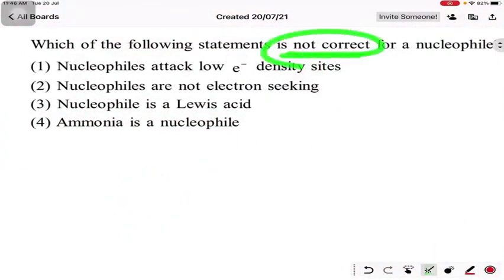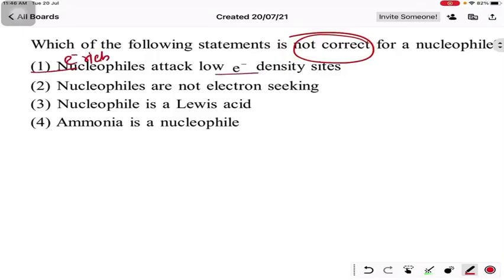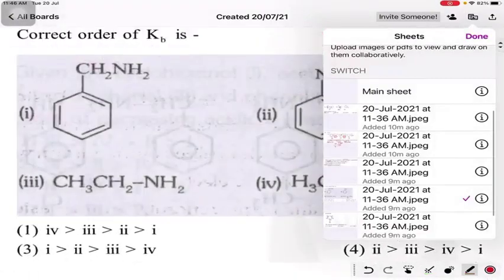Which statement is not correct? About nucleophile. Nucleophiles are nucleus loving, electron rich species. So these attack on low electron density sites. This is a correct option. Nucleophiles are not electron seeking. Yes, this is also a correct option, because these themselves are electron rich. Ammonia is a nucleophile. This is also correct. Nucleophile is a Lewis acid. No, these are Lewis bases. The option which is not correct is the third. Answer is option number 3.